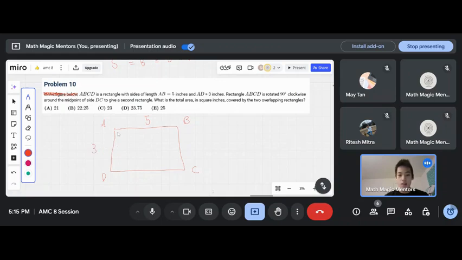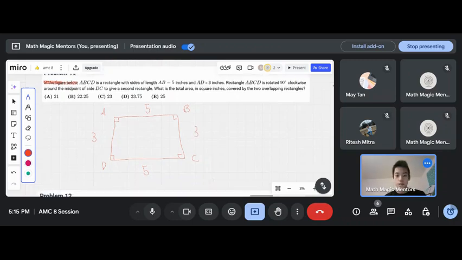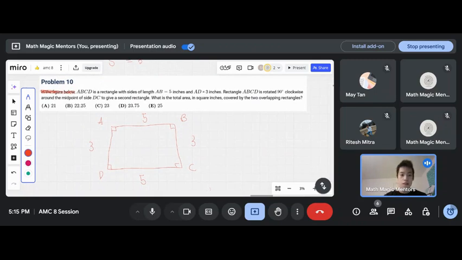All right, it also gives us that ABCD is a rectangle, so we know that AB is equal to CD. I'm just going to write a 5 next to CD right there, and AD equals BC, so I'm going to write a 3 right there. And so rectangle ABCD is rotated 90 degrees clockwise around the midpoint of DC to give a second rectangle. What's the area in total square inches covered by the two overlapping rectangles?